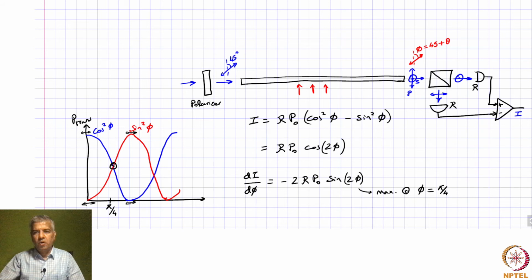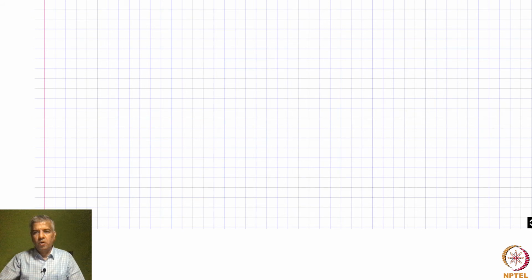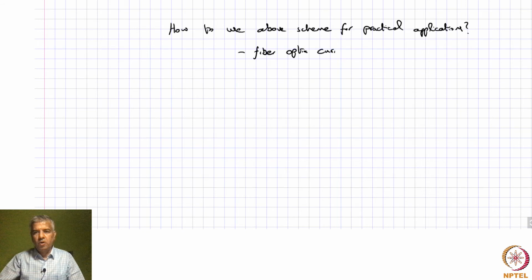Okay. Now, how can we use this for a practical application? So the question is how to use the above scheme for a practical application. One such practical application where this methodology is widely used is what is called the fiber optic current sensor.